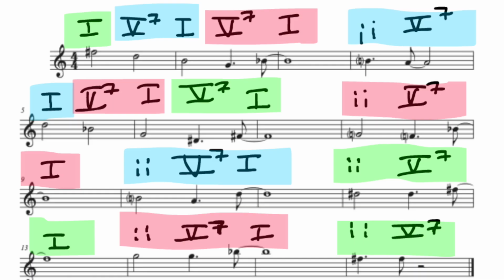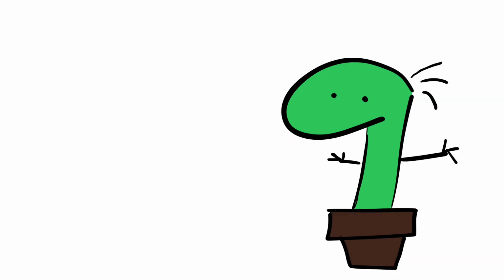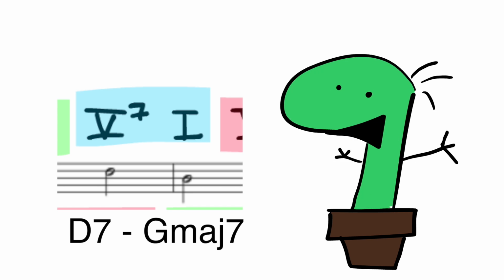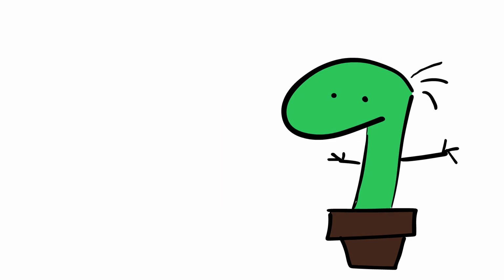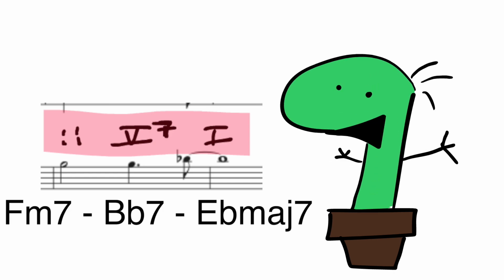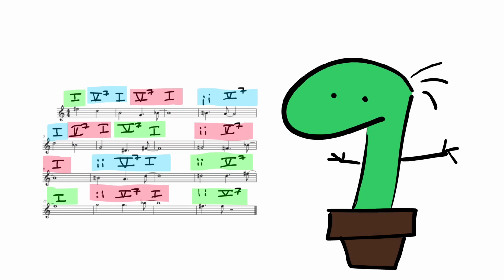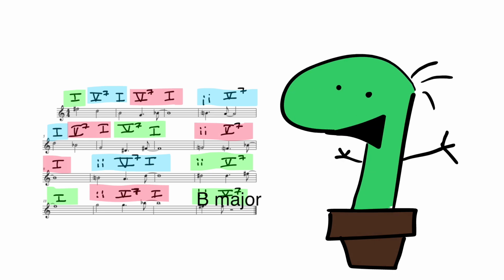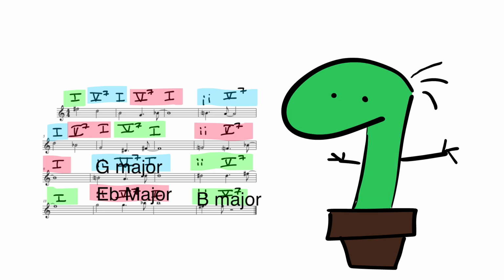Not that close. You see, every chord is either a subdominant, dominant, or tonic chord, just in different keys. This D7 chord is the dominant of the G major 7 chord. This F minor 7 is just the subdominant within this E flat major chord progression. The entire song is just modulating to different key centers, which is the B major chord, the G major chord, and the E flat major chord.